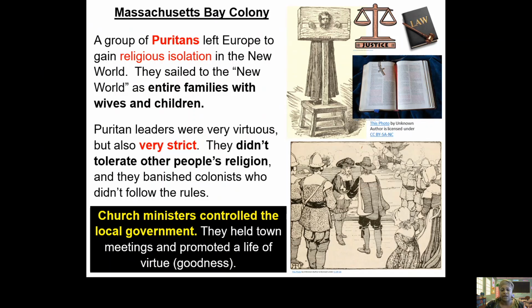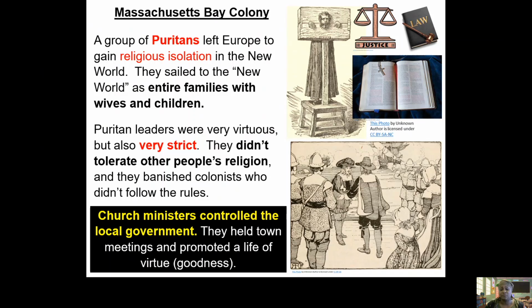Now, the leaders of the church played a very important role in day-to-day life. The ministers of the church, they control the local government. They will hold town meetings, and their goal was to promote a life of virtue. A life of virtue is like being good for God. And if you're not being good for God, then you were pretty much threatened every day about fire and brimstone and going to hell, and a lot of punishment for people who did not follow the rules.